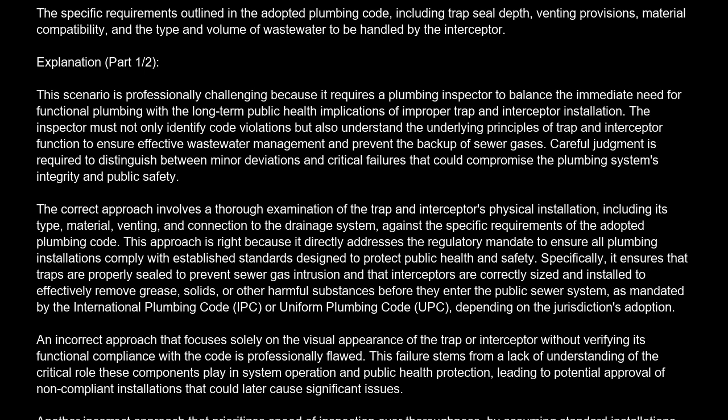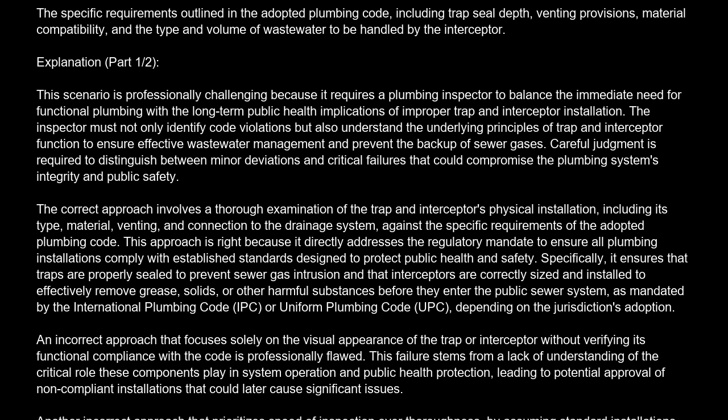Specifically, it ensures that traps are properly sealed to prevent sewer gas intrusion and that interceptors are correctly sized and installed to effectively remove grease, solids, or other harmful substances before they enter the public sewer system, as mandated by the International Plumbing Code (IPC) or Uniform Plumbing Code (UPC), depending on the jurisdiction's adoption.